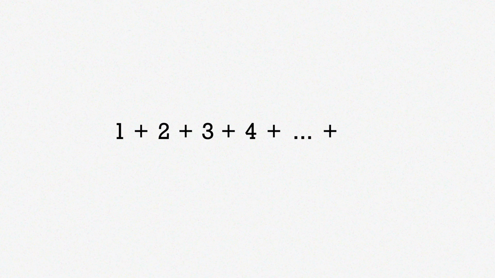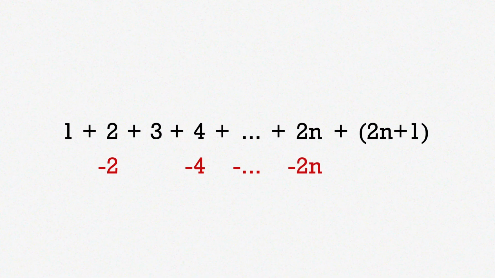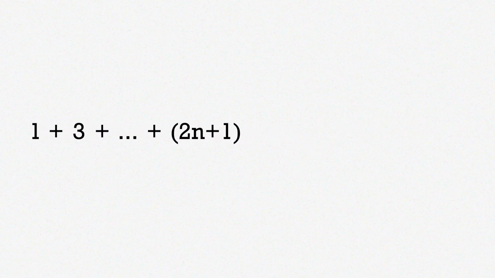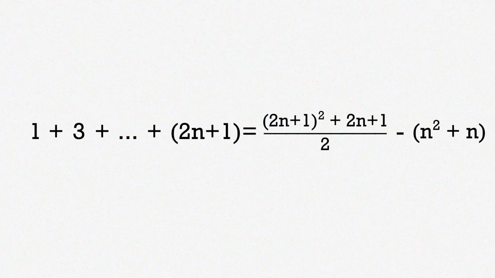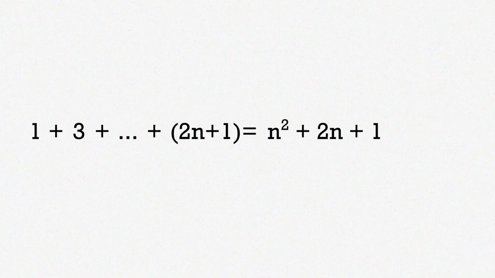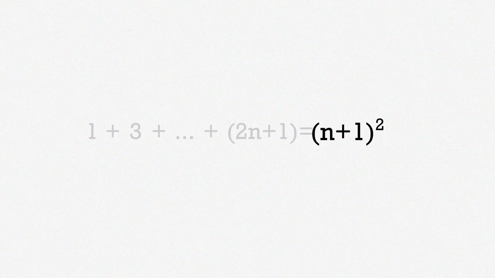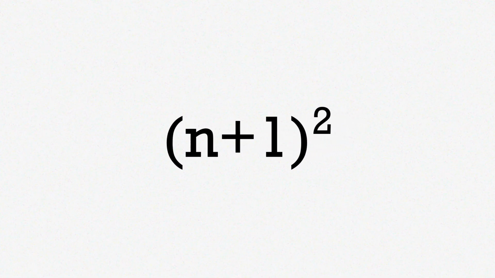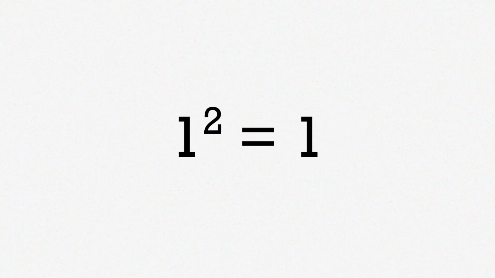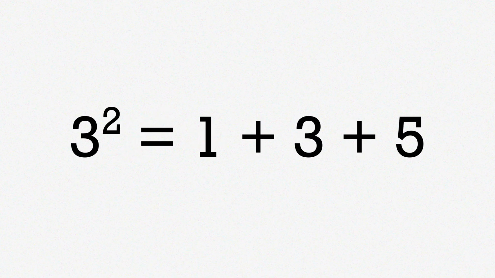Now, to address the odd case, we can simply take a given sum of integers and remove all of the even terms. If we choose to express the largest element of this sum as 2n plus 1, then we can algebraically express the sum of consecutive odd integers as follows. This expression quite easily simplifies down to n squared plus 2n plus 1, which you might recognize as (n plus 1) squared. This identity leads us to the interesting fact that any square number can be represented by a sum of consecutive odd integers.